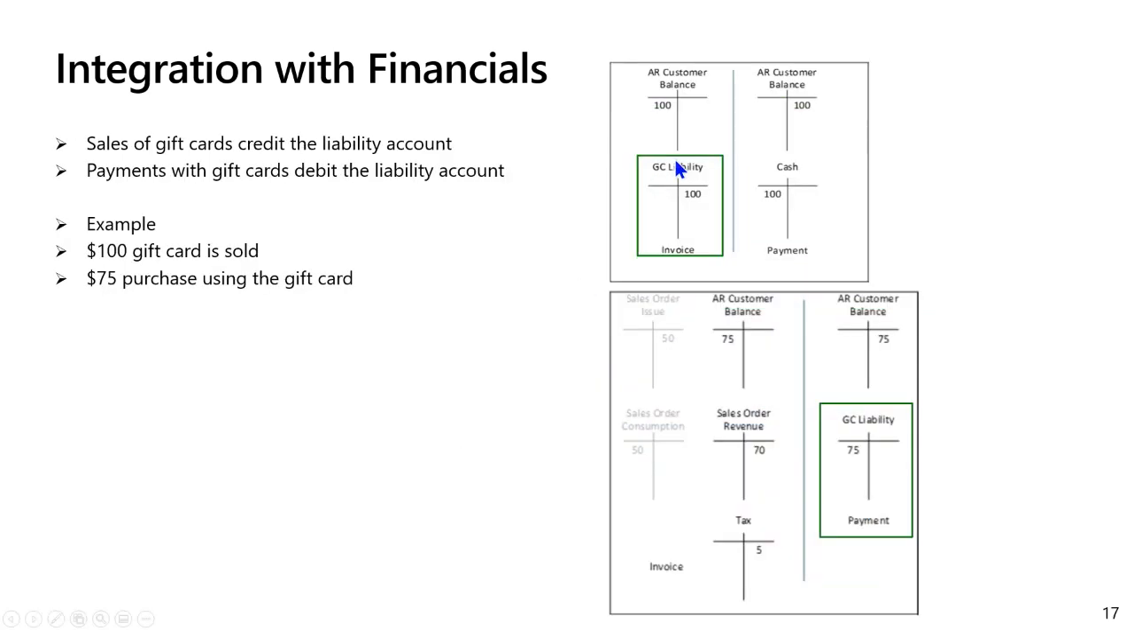So let's take a look at the postings for a gift card. When you sell the gift card with that liability account and revenue, the balance is in the liability account and whatever the payment method. Then later on, when the customer comes back and uses that gift card to purchase goods, the payment reduces that liability account so that you have the net balance of that open account liability. This is a little bit different than the rest of the product, so we wanted to make sure it was called out.